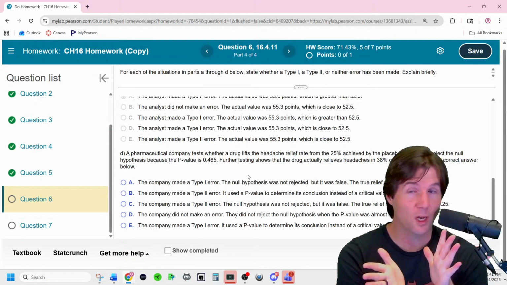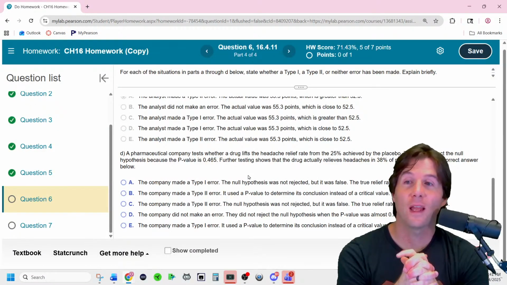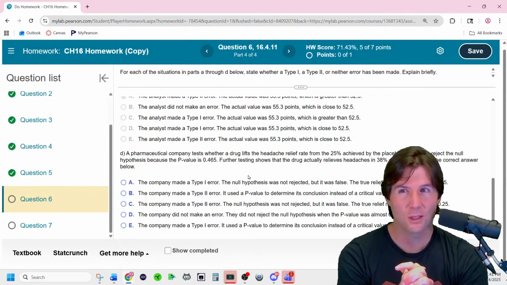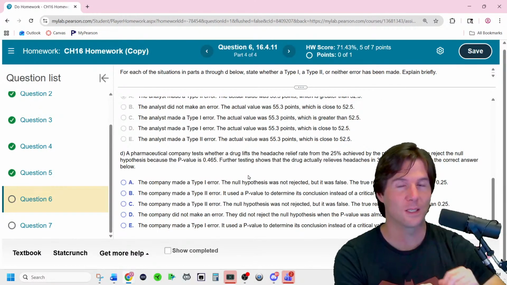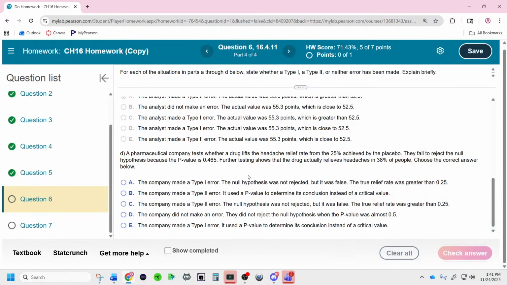The applicants this year were higher, but she said, I don't have enough evidence for this. She didn't reject the null. So since she failed to reject the null and the null was false because they were actually higher, she made a type 2 error.